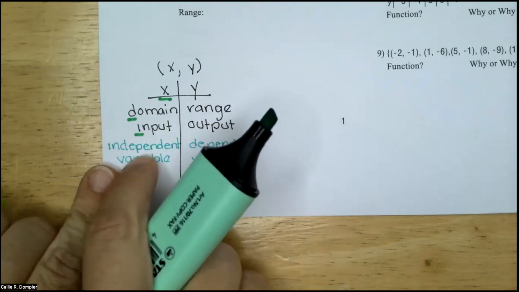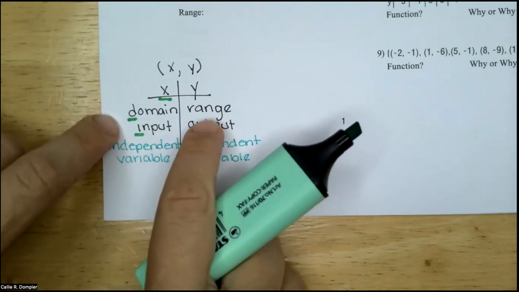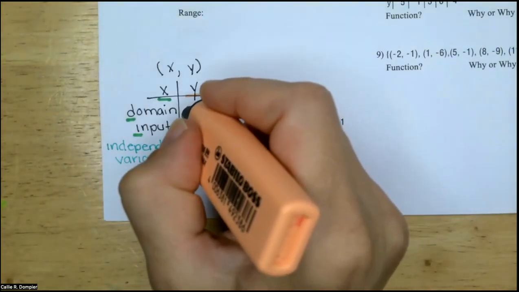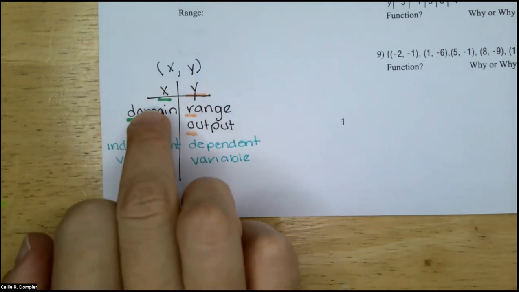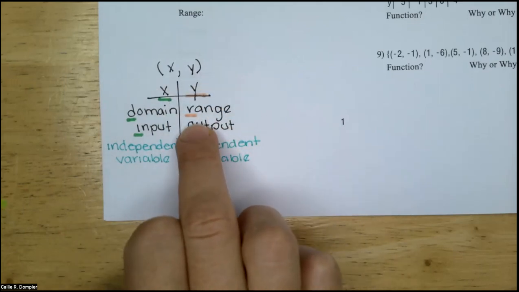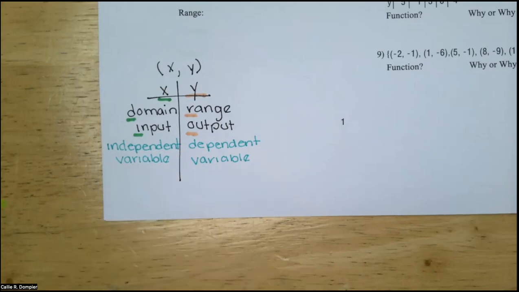So independent just means we put in the x, right? X is the input. The output depends on the input, okay? So just alphabetically, x comes before y, d comes before r, i comes before o. If you're trying to decide, is the domain the x or is the domain the y? Is the output the x or is the output the y? The output is after the input, the dependent is after the independent variable, okay?